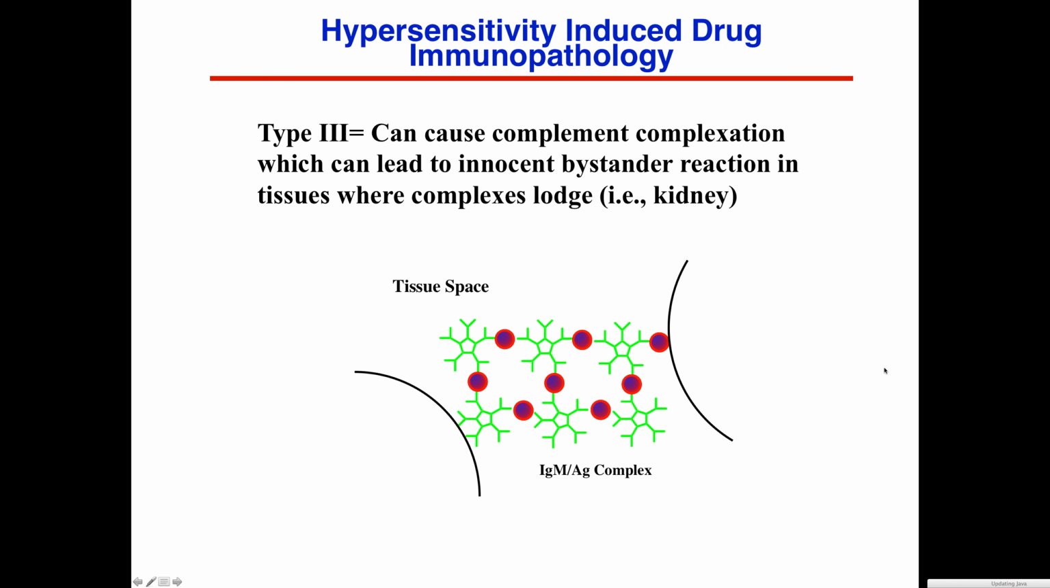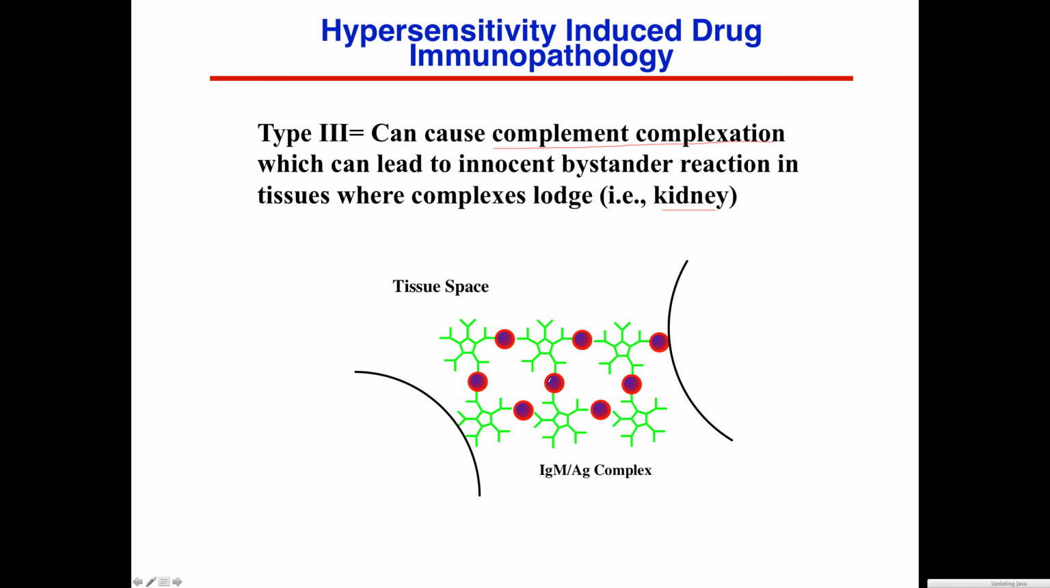Type 3 is generally, when we think about type 3, we generally think of complex formation, complement complex formation, in which you get innocent bystander types of reaction in tissues where complex is lodged, like the kidneys, the blood vessels, and the joints, things like that, where you have large complexes in which you get IgG or IgM, in which you have drugs that are polyvalent, or usually it's potentially a biotech-based drug, in which they basically polymerize the antibody because they have two different binding sites where you can get antibody reaction to it.